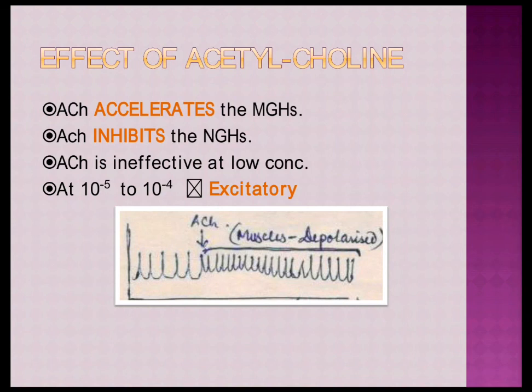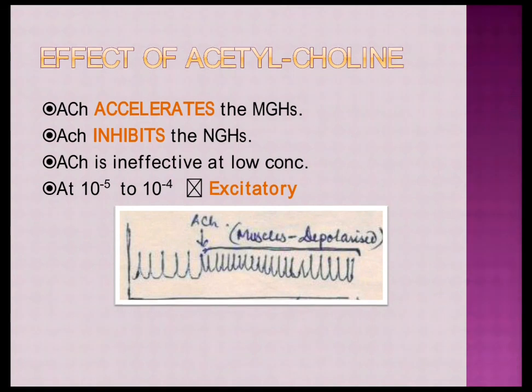And when the acetylcholine is added to the heart, what happens? The beat is accelerated. So the beat accelerates and that excites the heart, and this is the excitatory nature of the acetylcholine in this particular case.